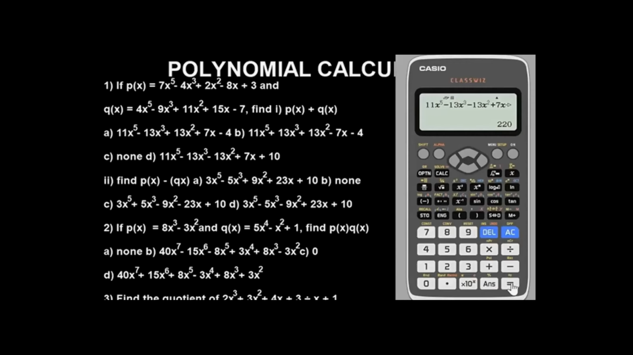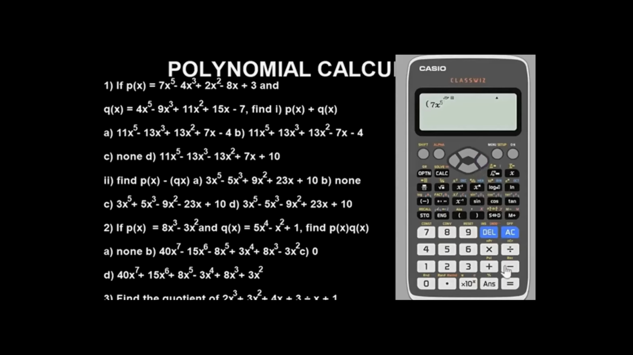So let's go to question 1(ii). Very, very simple, guys. So we have to subtract the polynomials. Subtract Q of X, so this is a typographical error, Q of X from P of X. Very, very simple, guys. So let's go back and input this very fast. We have 7, alpha x, raised to power 5.